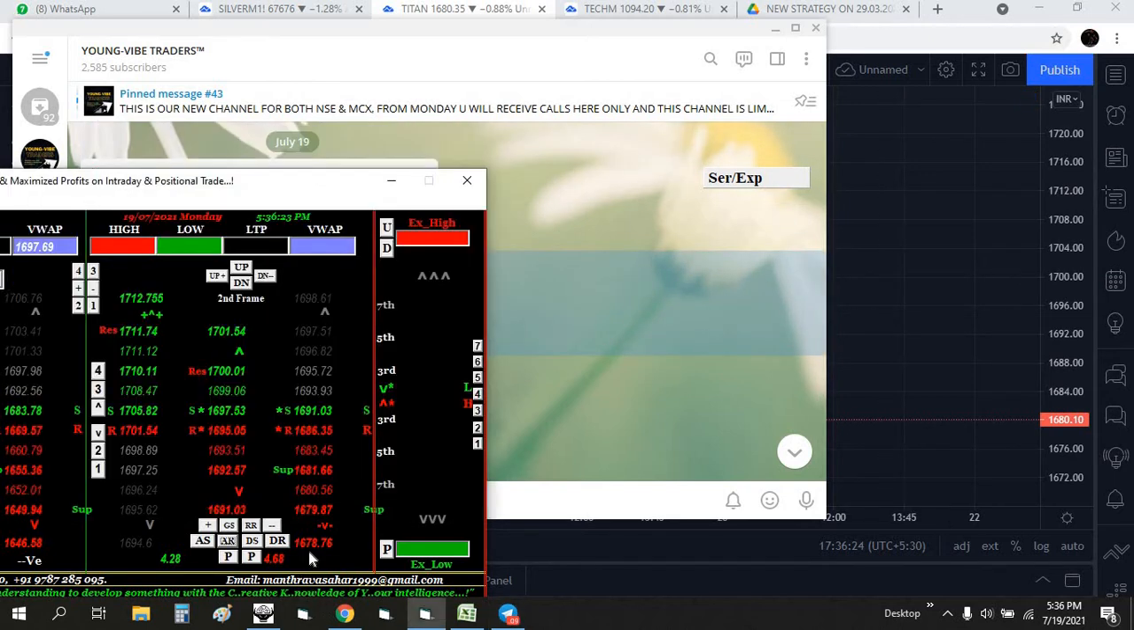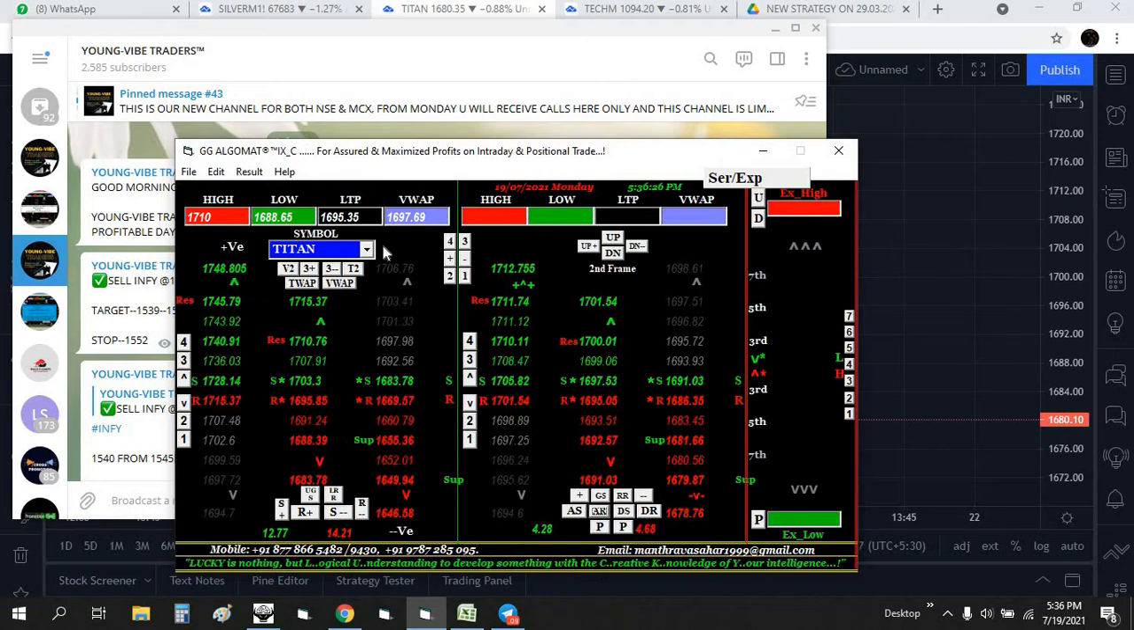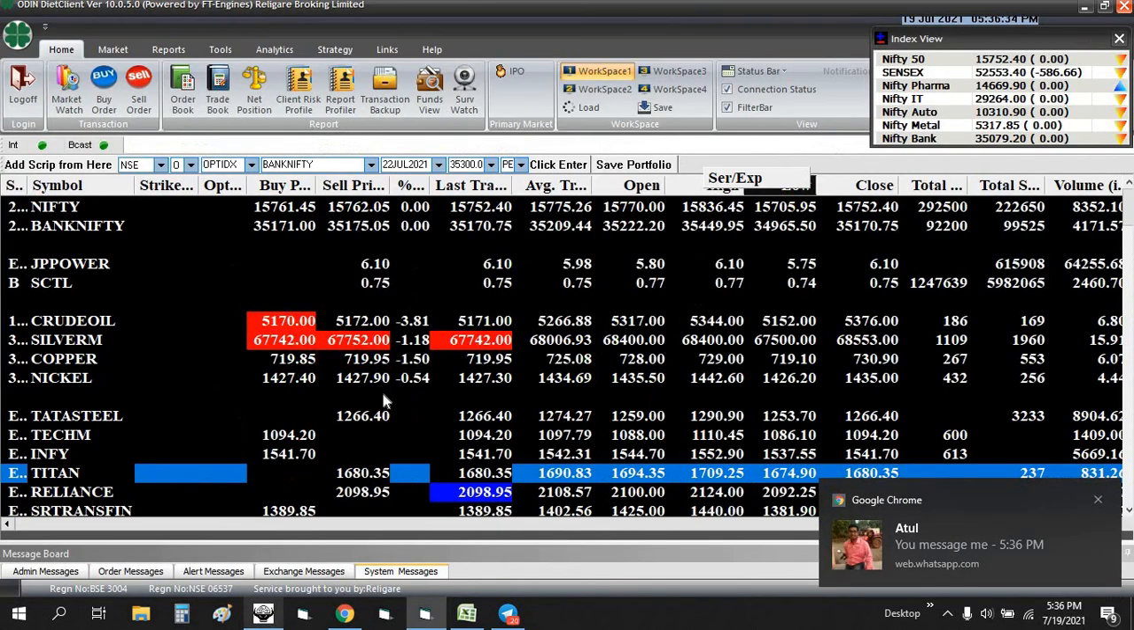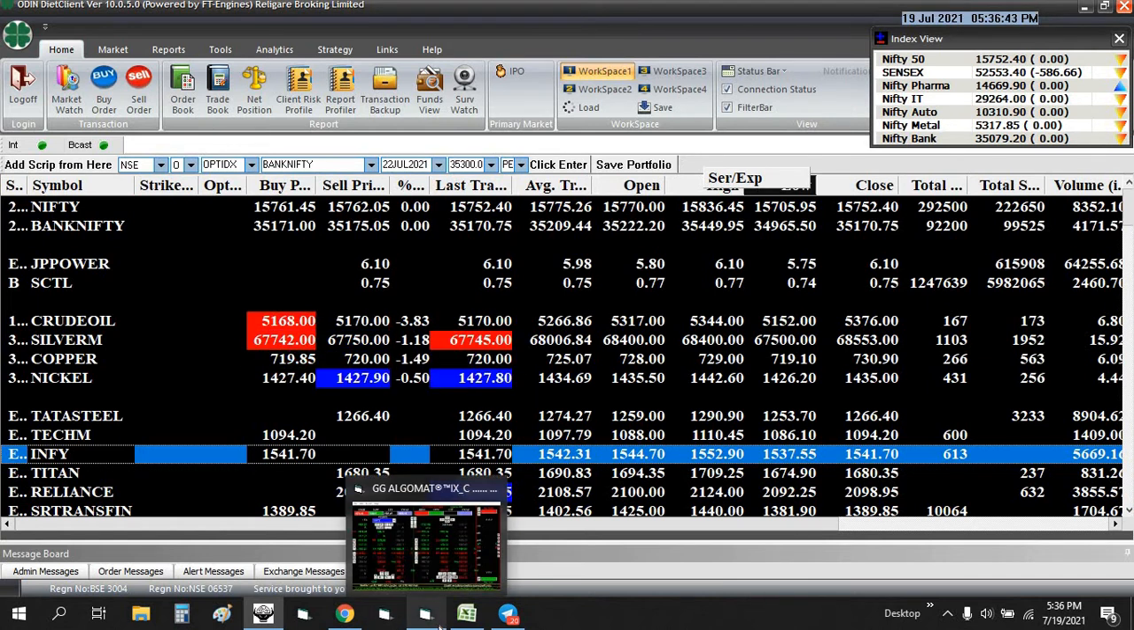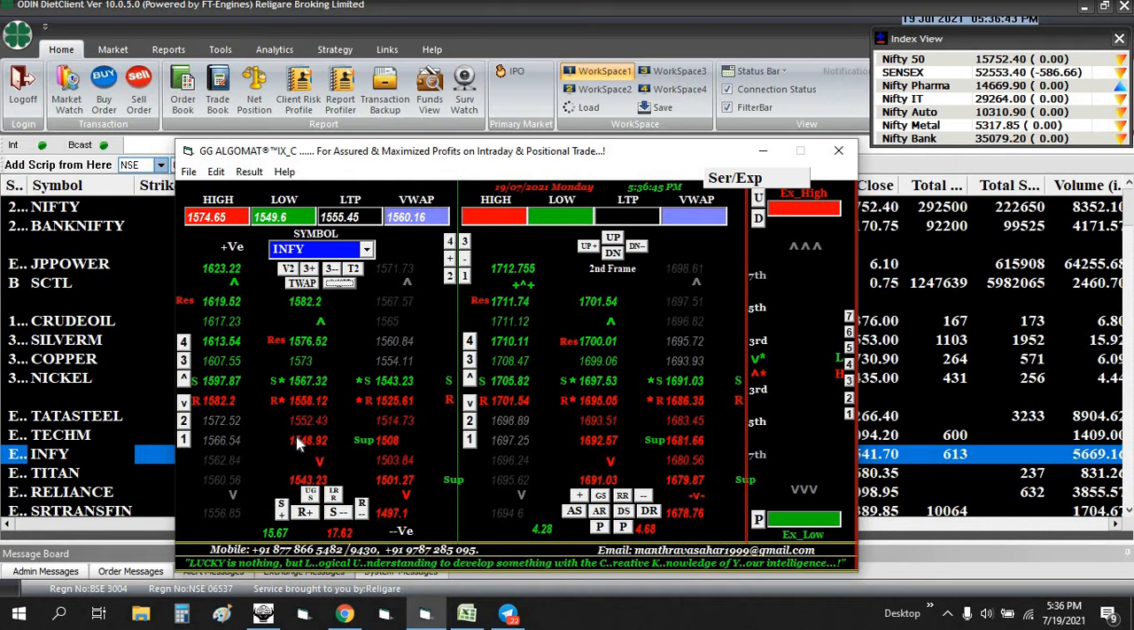Like the same way I have given an Infy call also. Infy's open price is around 1544.70. So it is here in this particular area, right? I'm clicking S minus because the trend is completely a downtrend. So click S minus and click AR, right? But the matter is your open price is here.